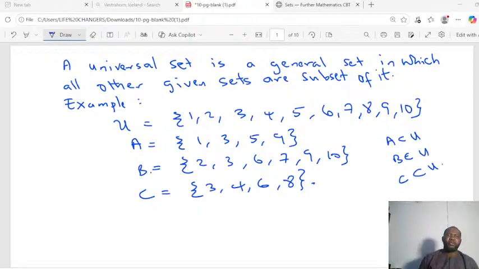So the universal set is the general set. If you have U to be one, this is just an example of a universal set. This is a set A. This is another set B. This is another set C. Everything in A is in the universal set. Everything in B is also in the universal set. Everything in C is also in the universal set. That's the best I can give you for now for the definition of universal set.